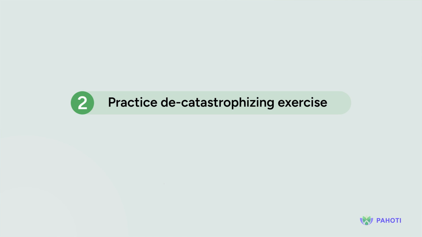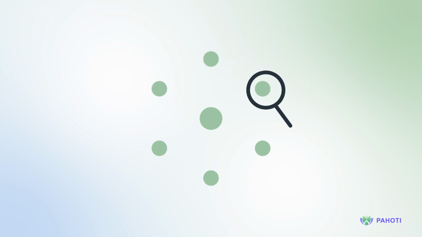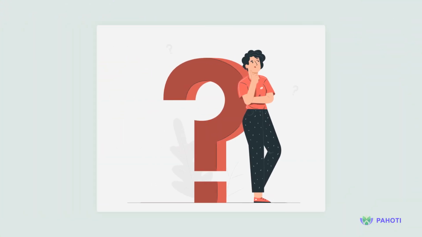Practice decatastrophizing exercise. One common type of cognitive distortion is called catastrophizing. When catastrophizing, the importance of a problem is exaggerated, or the worst possible outcome is assumed to be true. By learning to question your own thoughts, you can correct many of these cognitive distortions.